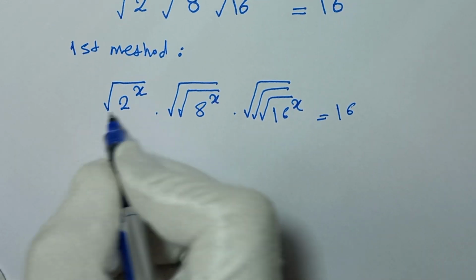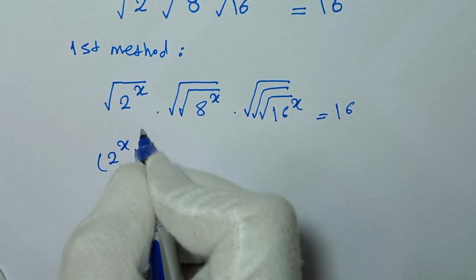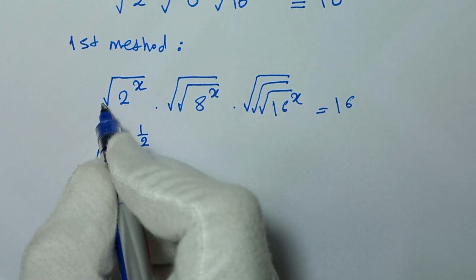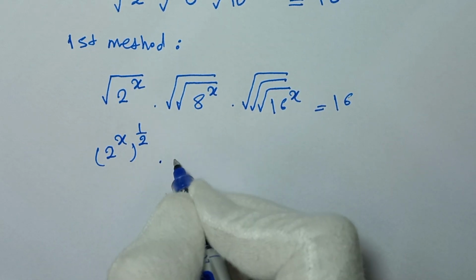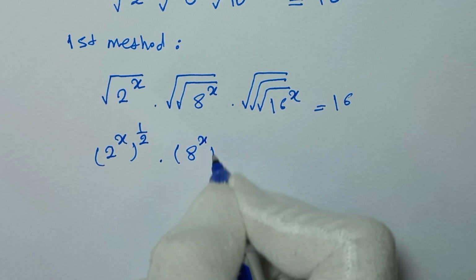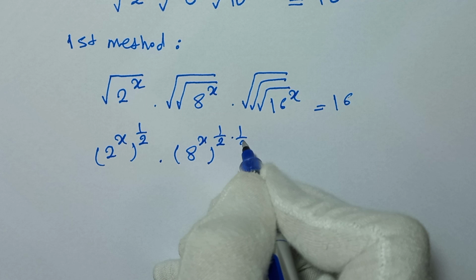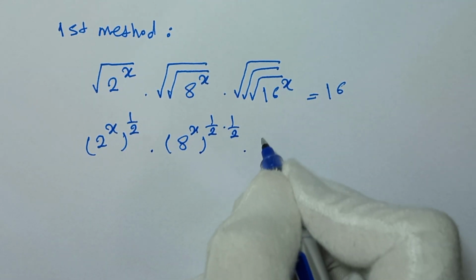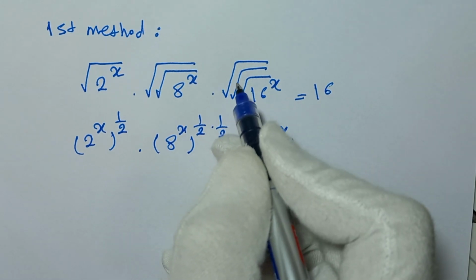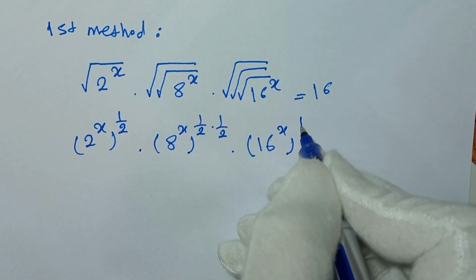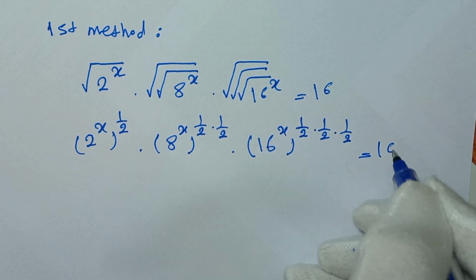And next step, we can write this square root as power of 1 over 2. So this is 2 to the power of x to the power of 1 over 2, and 8 to the power of x to the power of 1 over 2 times 1 over 2, and 16 to the power of x to the power of 1 over 2 times 1 over 2 times 1 over 2, is equal to 16.